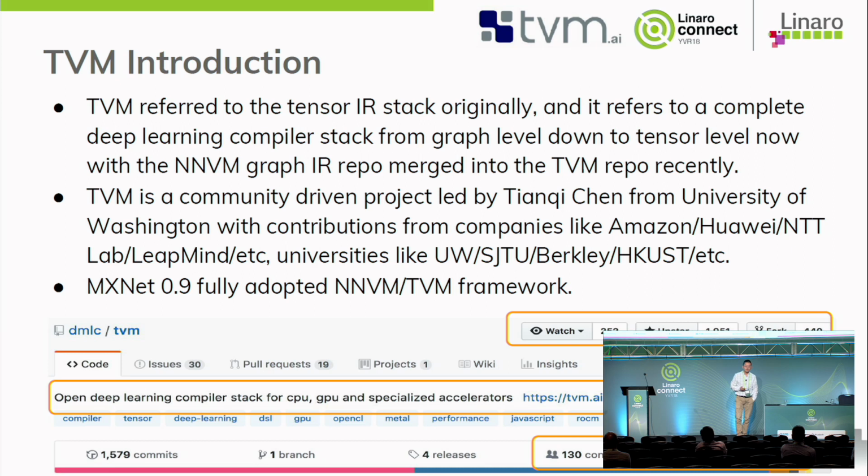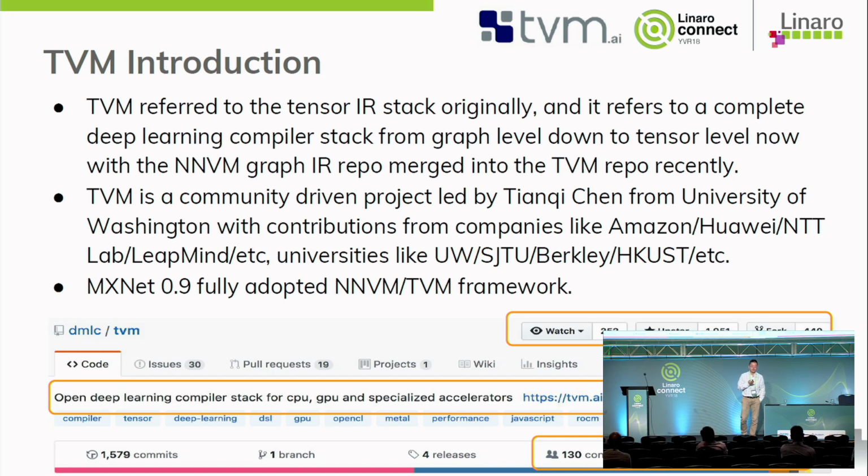TVM is a community project led by Tianqi Chen from the University of Washington. There are a lot of contributions from companies like Amazon, Huawei, NTT Lab, DeepMind, and a bunch of universities and organizations like the University of Washington, Shanghai Jiao Tong University, Berkeley, Hong Kong UST, and other organizations like Apache.